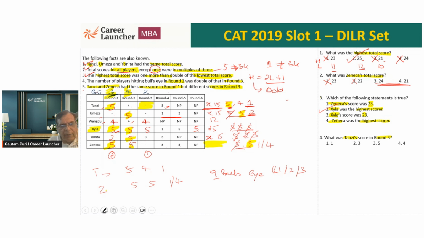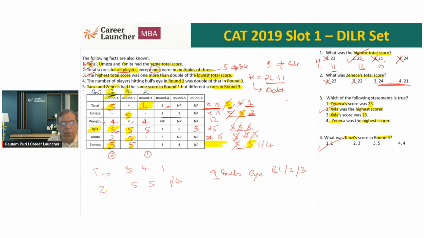Okay, and what are we left with? We are left with only 1 bullseye. Which one? We have done 5. Okay, 4 was already there. 5. Okay, and Tanzi has to be 1. 5 4 1 will come, right? What was Tanzi's score in round 3? Tanzi's score in round 3 is 1. Okay, we have already got the third question also. Okay, and now the only thing left is Zeneca's total score. We'll come to it also.